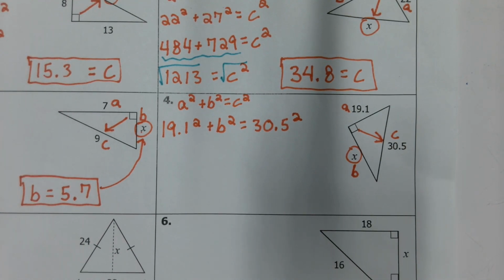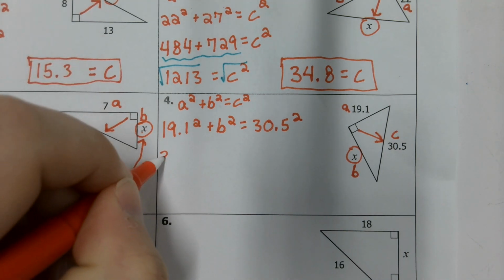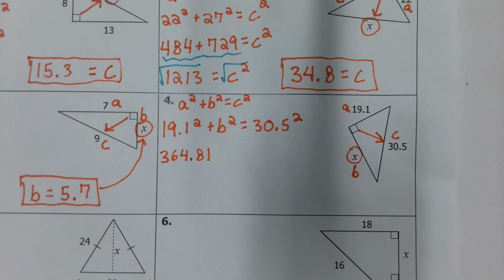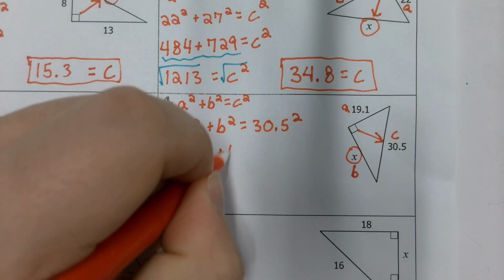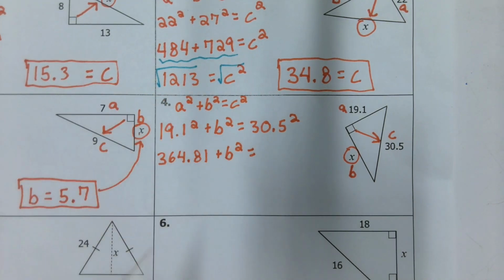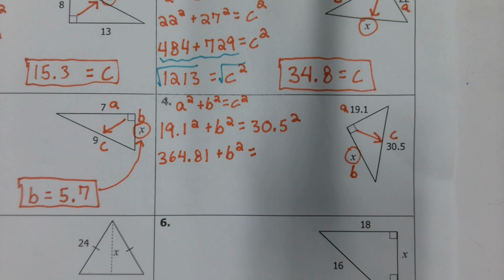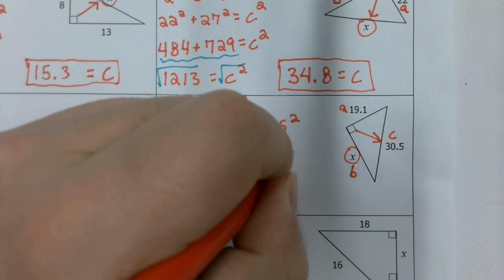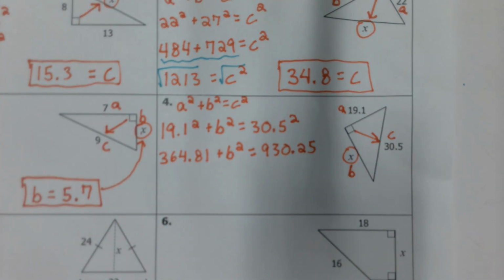But again, I'm going to take 19.1, sorry about that, 19.1 squared, and we get about 364.81. Let's not round just yet. Let's round when we get our final answer. And then we're going to do 30.5 squared, which is 930.25.